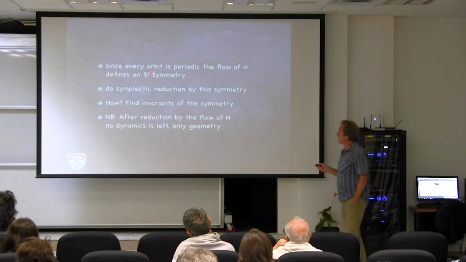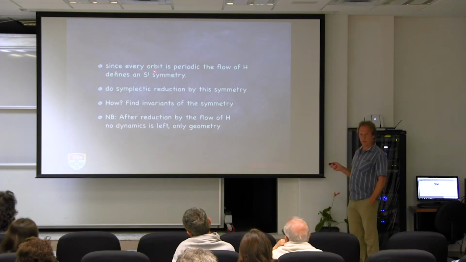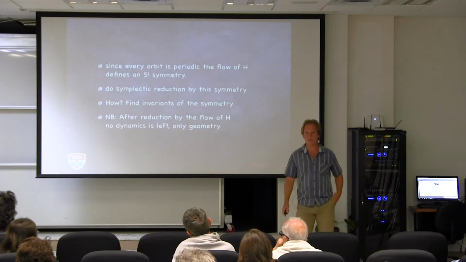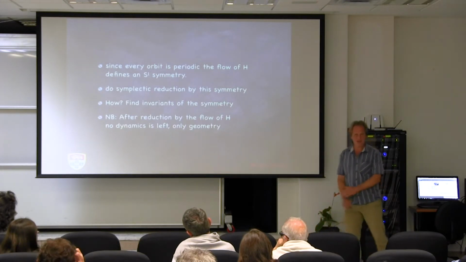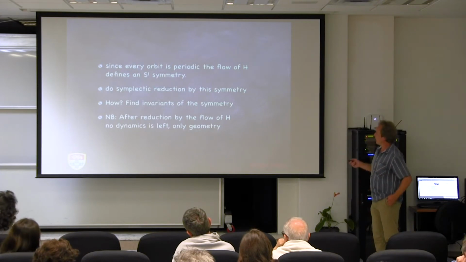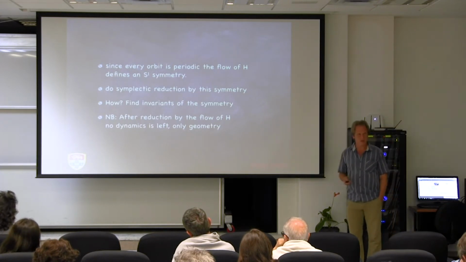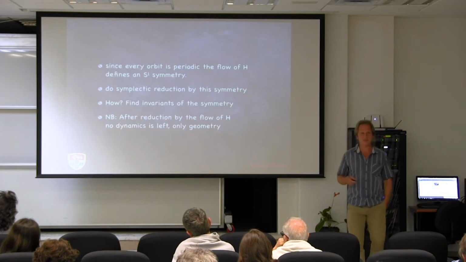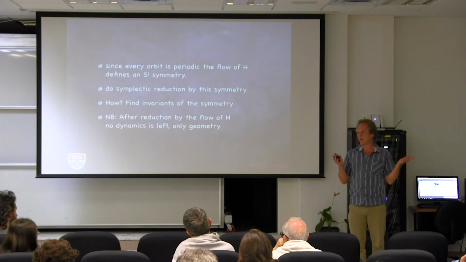So since we are in this maximal superintegrable case, the flow of H defines an S1 symmetry. Right? So that's the other important trivial observation, I guess. We have a natural S1 symmetry. And if you have a symmetry, then you should do a reduction, and that's the reduction that I will do. I will quotient the Kepler problem by the flow of H.